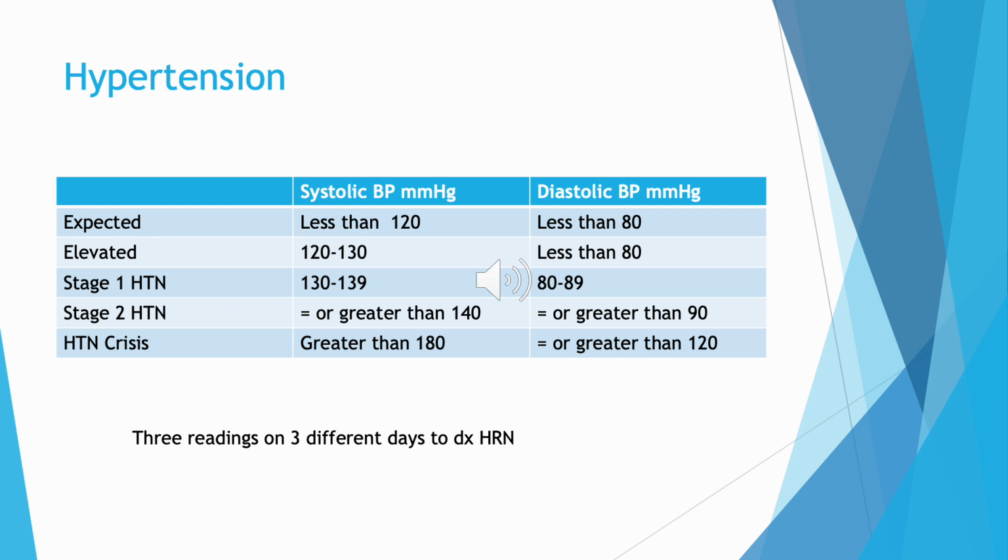Stage 1 hypertension is a blood pressure of 130 to 139 systolic and 80 to 89 diastolic. Stage 2 includes a systolic greater than 140 and a diastolic equal to or greater than 90. And sorry, the systolic is also equal to or greater than 140. And then hypertensive crisis is a systolic blood pressure greater than 180 and a diastolic equal to or greater than 120.